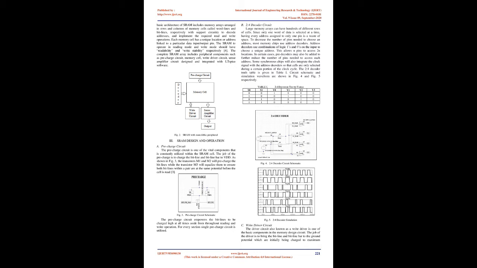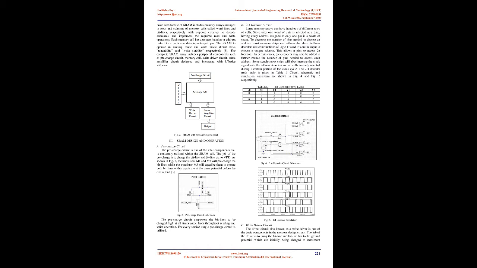The basic architecture of SRAM includes memory arrays arranged in rows and columns of memory cells called word lines and bit lines, respectively, with support circuitry to decode addresses and implement the required read and write operations. Each memory cell has a unique location or address linked to a particular data input/output pin. The SRAM, to operate in read mode and write mode, should have readability and write stability respectively. The complete SRAM array includes peripheral components such as pre-charge circuit, memory cell, write driver circuit, and sense amplifier circuit, designed and integrated with VLSI software.